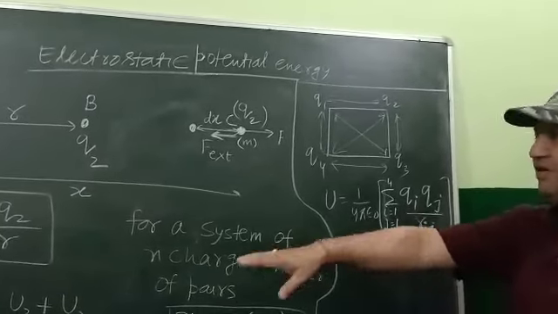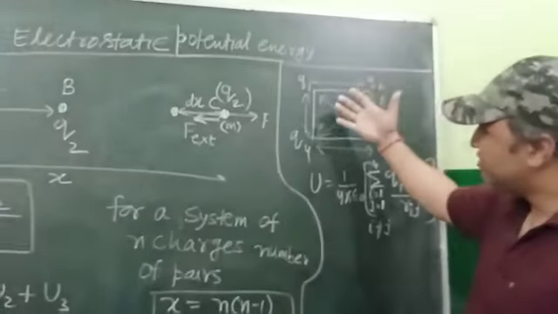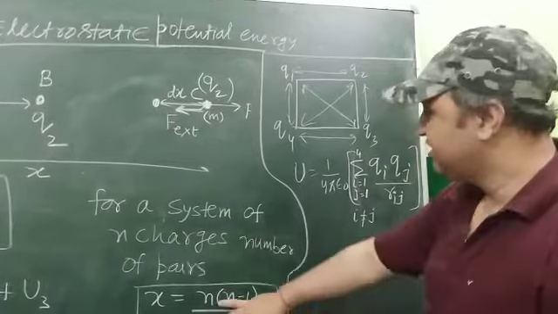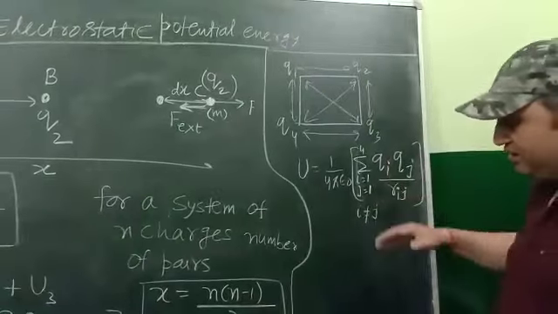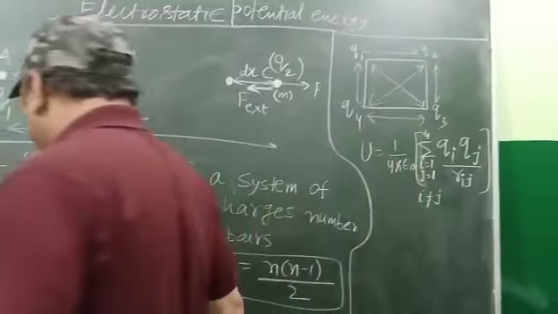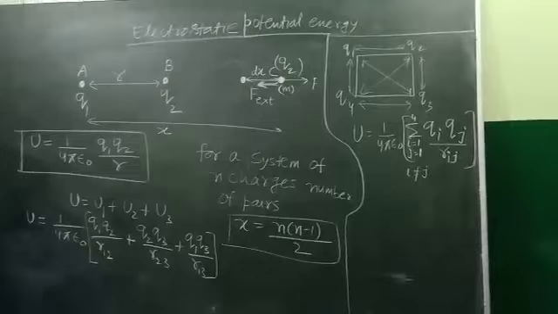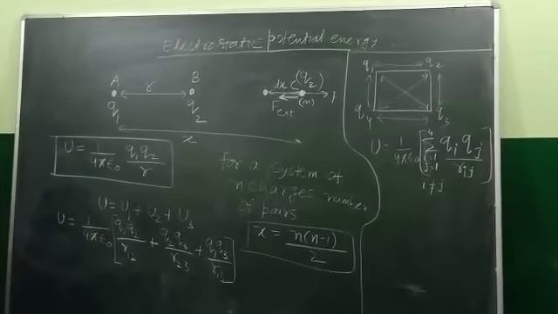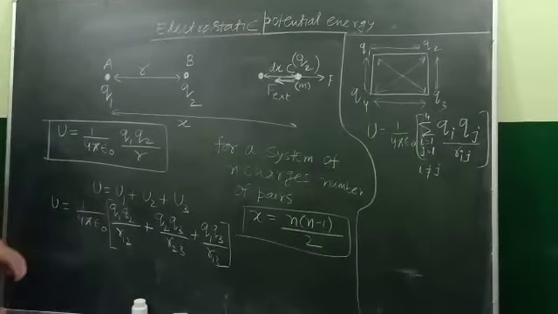So if we have a system of 3 charges, there would be 3 terms. If we have a system of 4 charges, we will have 6 terms. If we have a system of 5 charges, 5 into 4 by 2, we will have 10 terms. Okay. So this is just to let you realize how to write the expression for potential energy for any number of charges. But for the further discussion, I would confine myself again back to a system of only 2 charges because the basic origin is from there.